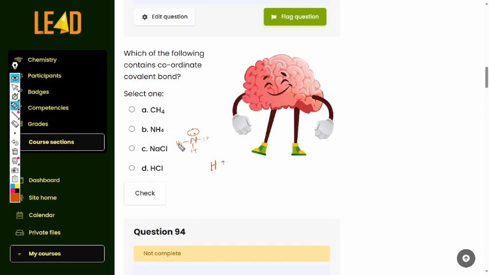Sodium chloride here is an ionic bond because sodium is a metal, chlorine is a non-metal. Then hydrogen chloride here will most likely give you a covalent bond because the electronegativity difference between hydrogen and chlorine is such that you get a covalent bond here. So the one with the coordinate covalent bond is ammonium, B.